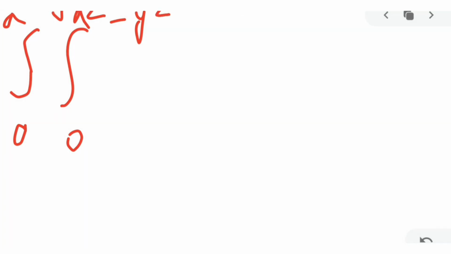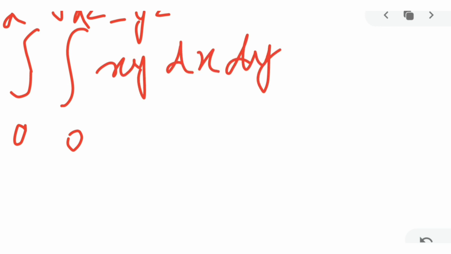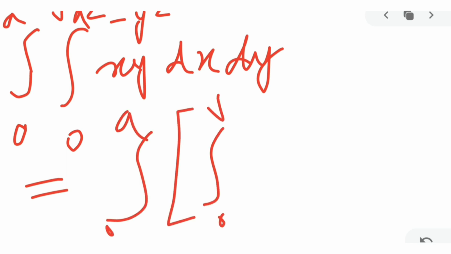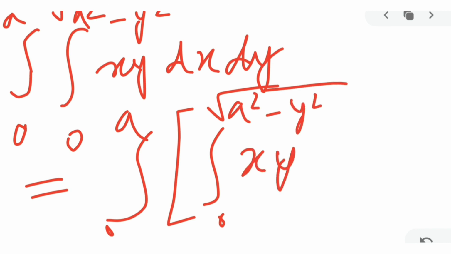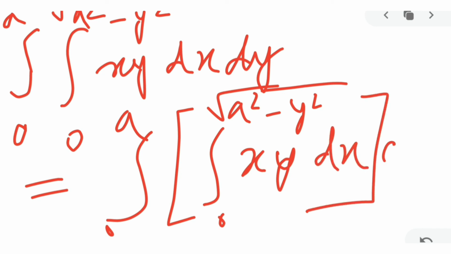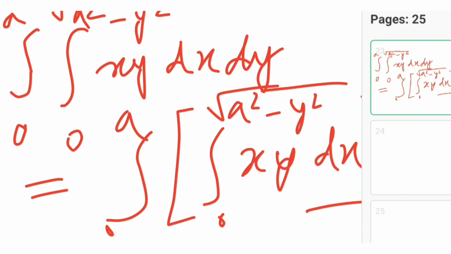So I'm just integrating for the horizontal strip here from 0 to a, 0 to a square minus y square. Okay, xy dx dy. So here 0 to a, 0 to root over a square minus y square. So xy dx dy. So the next line will be like this.